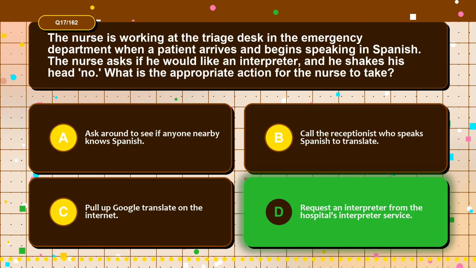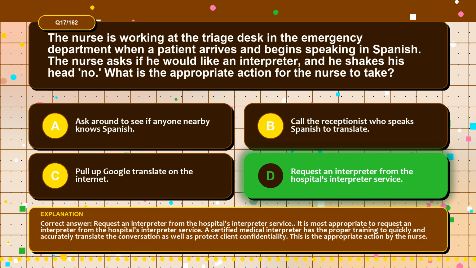The correct answer is option D. Request an interpreter from the hospital's interpreter service. Correct answer. Request an interpreter from the hospital's interpreter service.